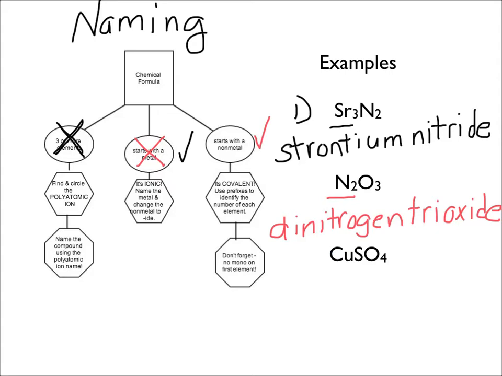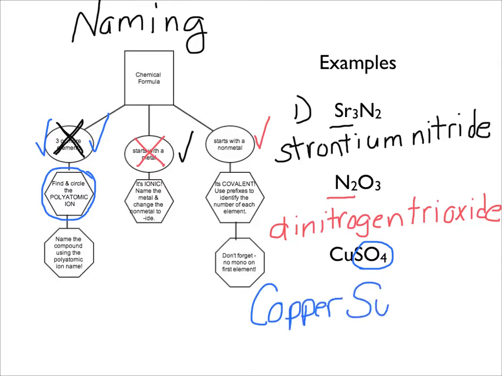Let's try the last one. I'll use blue. CuSO4. Does this one have 3 or more elements? Yes, it does. That means that somewhere in it is a polyatomic ion, and I'm going to find it and circle it. Yes, a polyatomic ion. When I name it, I'm going to use the name for the polyatomic ion. So the name for this one: copper, SO4, I call sulfate. And that's how you write names from formulas.